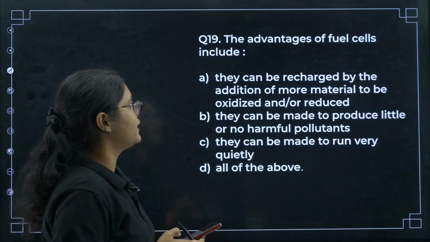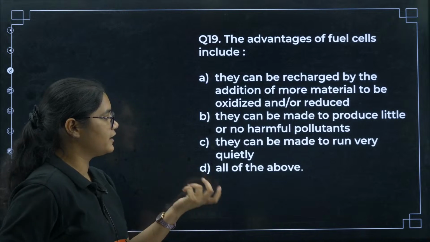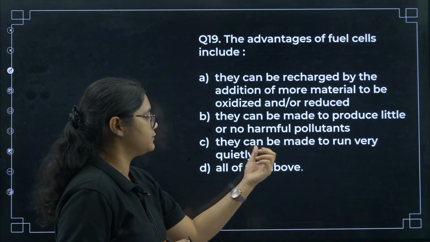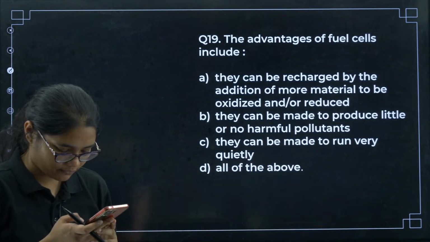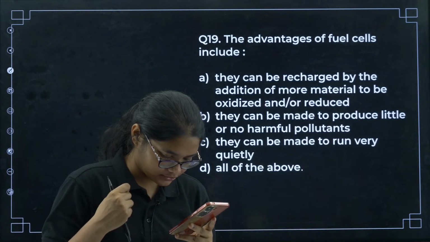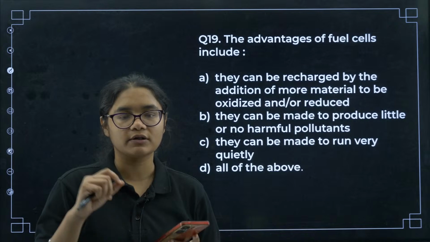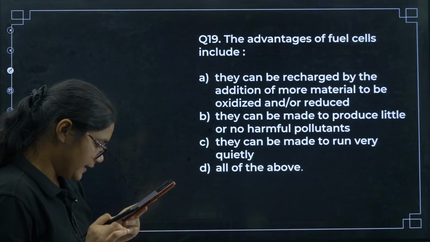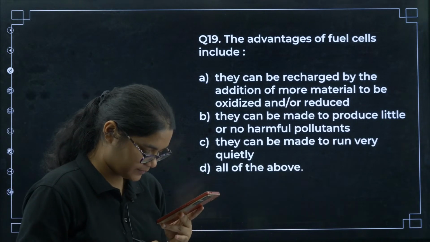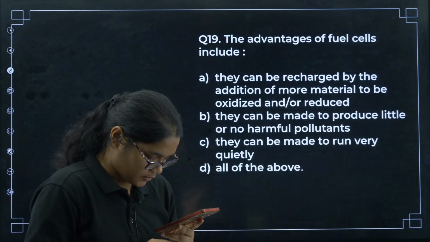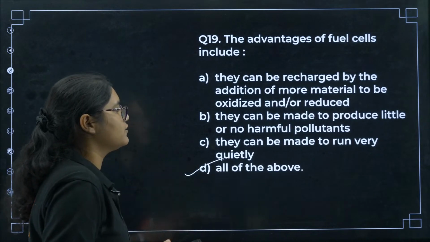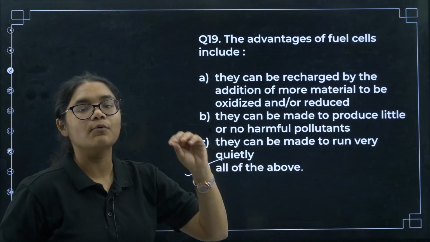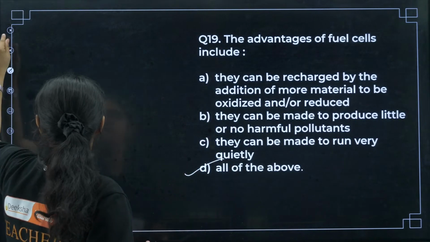Next, question number 19. The advantages of fuel cells include: they can be recharged, they can be made to produce less harmful pollutants, they can be made to run very quietly, all of the above. Smiley, in one shot all 1 mark questions of all the chapters will be covered. 18th is C dear. 19D, yes, correct. All of the above. Fuel cells have less pollution, less noise, and they can be easily recharged by adding more reactants. You do not have to do any reversing of reactions.